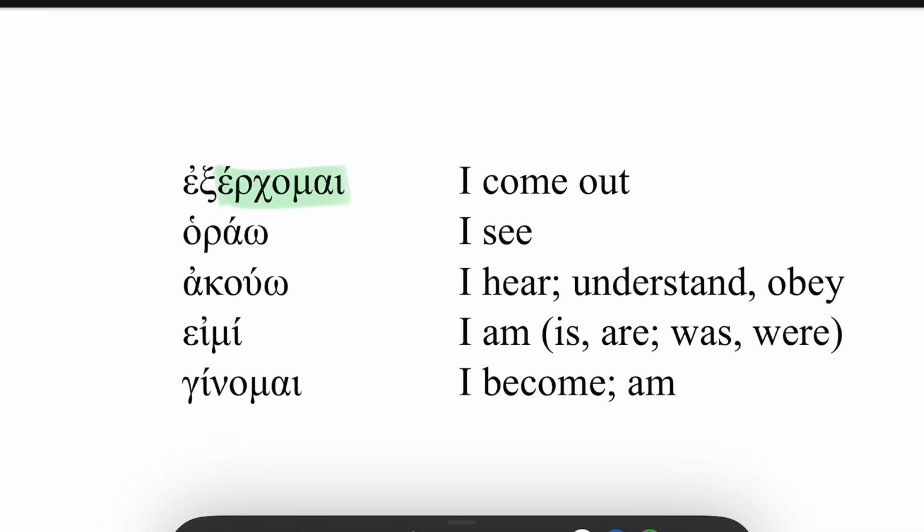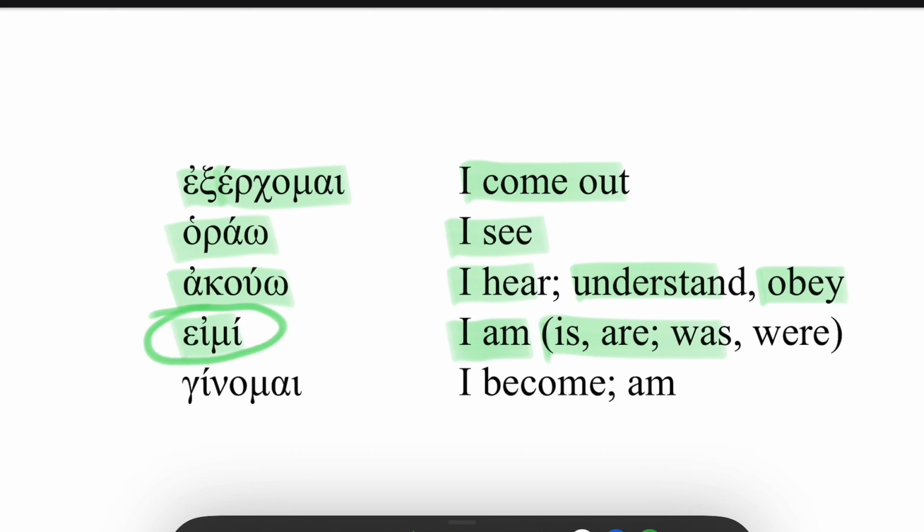Exerkomai, I come out. Horao, I see. Akouo, I hear, I understand, I obey. Eimi, I am, or he is, or we are, or he was. All of these are going to be entailed in this idea of eimi. And ginomai, I become, or I am. All right, that is your vocab for chapter 8.